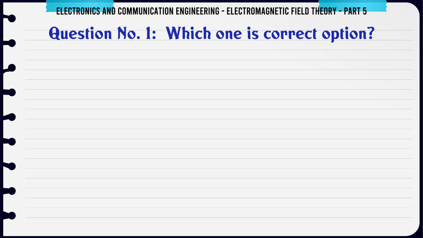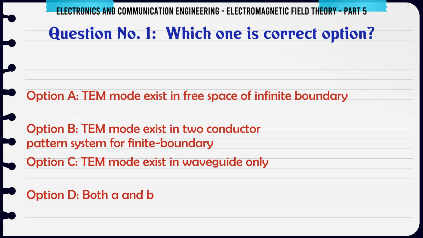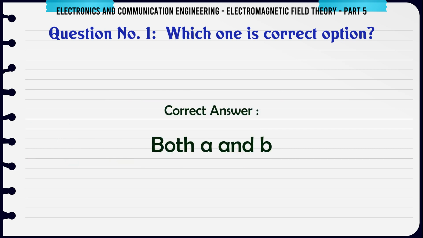Which one is correct option? A. TEM mode exists in free space of infinite boundary. B. TEM mode exists in two-conductor pattern system for finite boundary. C. TEM mode exists in waveguide only. D. Both A and B. The correct answer is both A and B.